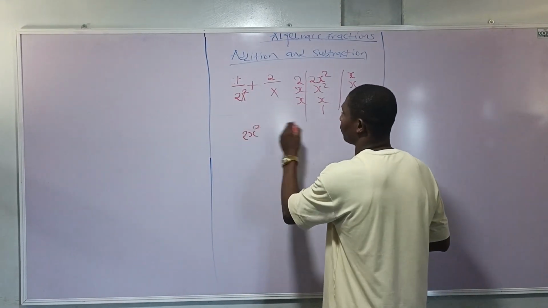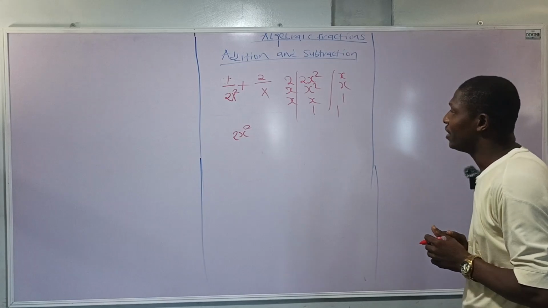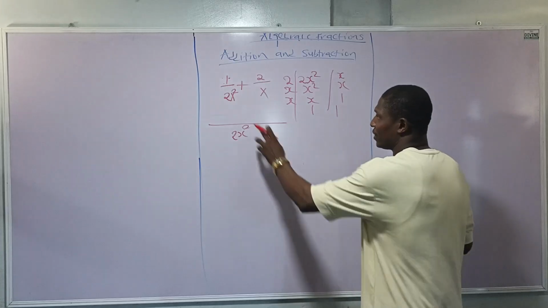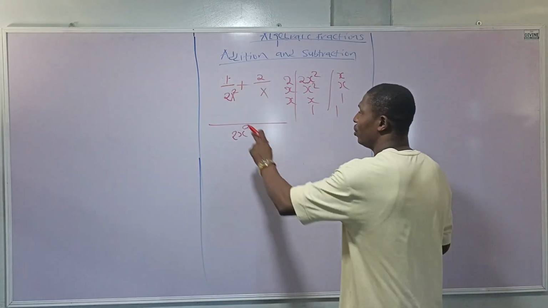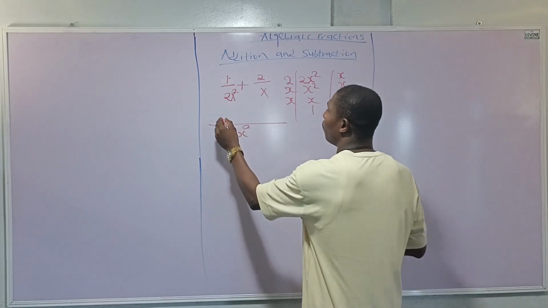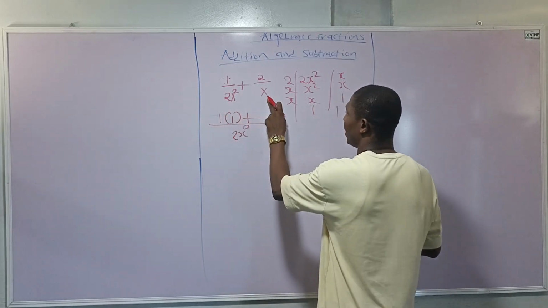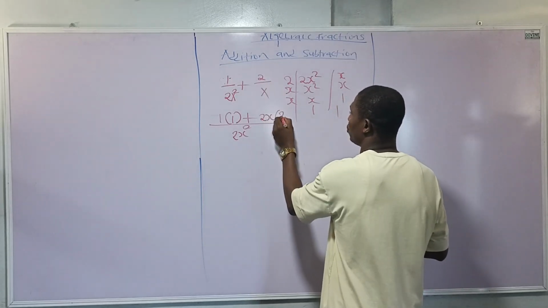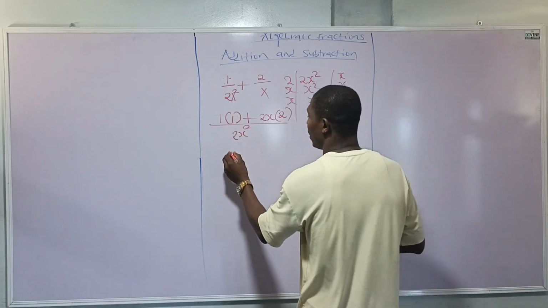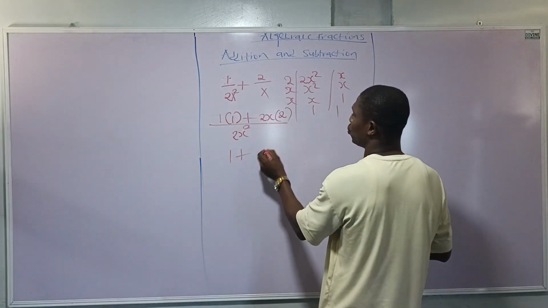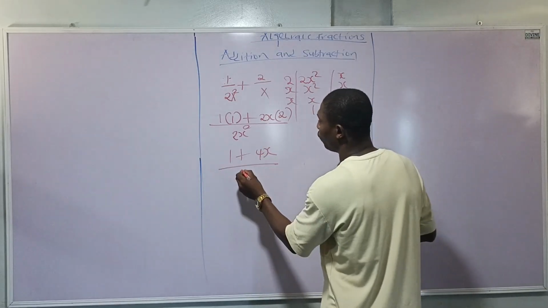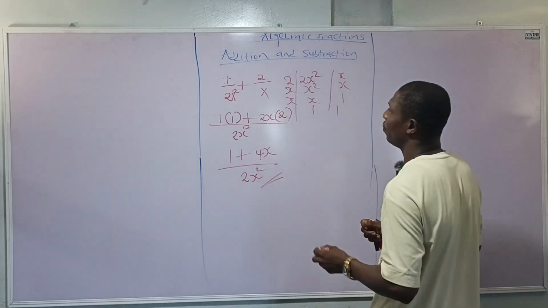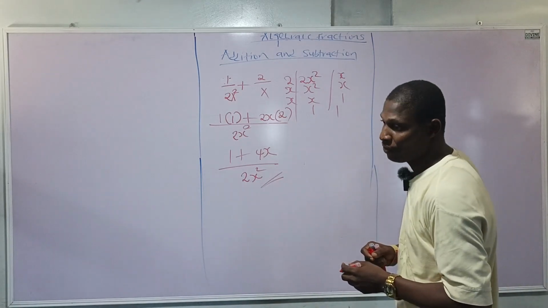2x squared. If I have 2x squared as my LCM, the next thing I should do is to divide through with this denominator and this denominator. 2x squared divides 2x squared, I'll have 1 bracket 1 plus x. 2x squared divided by x will give me 2x, multiplied by my 2. 1 times 1 is 1 plus 2x times 2 will give me 4x, all over 2x squared. So this is my answer for this kind of expression.